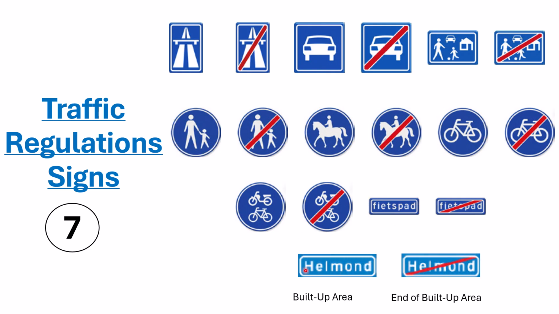And if you see this, a very important signboard to identify whether you are in the built-up area or not in the built-up area is the Helmont. If the Helmont is written on the sign, it means you are entering the built-up area. And if there is a red line on it, it means this is the end of built-up area. So these signboards will indicate whether you are in the built-up area or outside of it, because some principles and regulations are different for built-up areas and non-built-up areas.